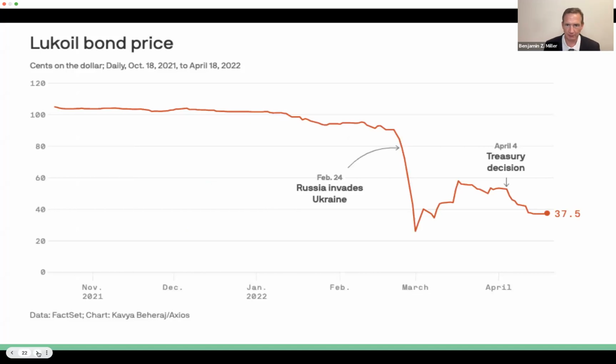Here's the Lukoil bond price. This is a corporate bond. We're not talking about a government bond here, but we see that it was actually trading at a premium to par. And then the invasion happened, drop in bond prices, and this is everything that transpired there.